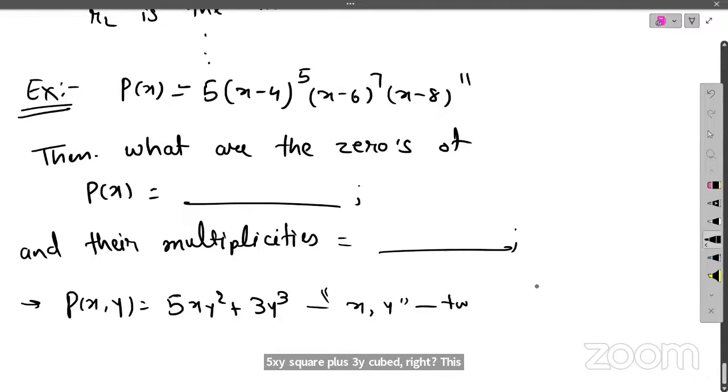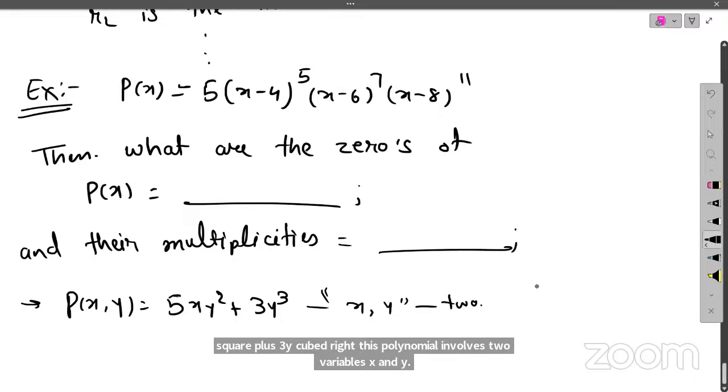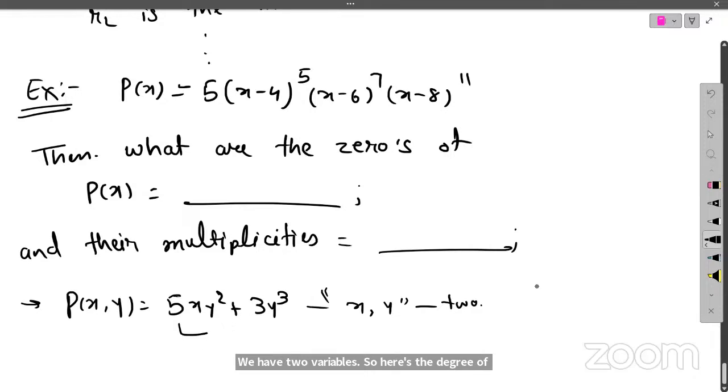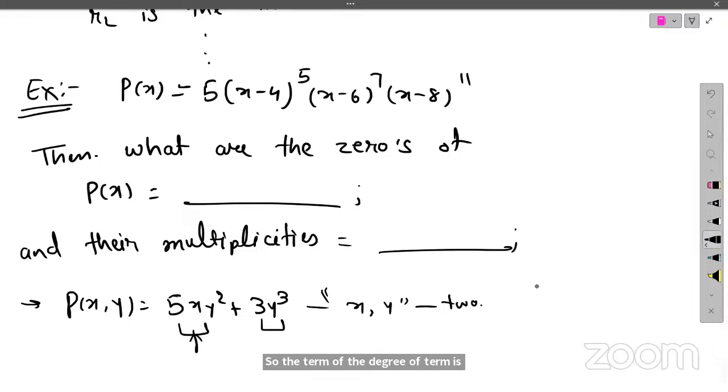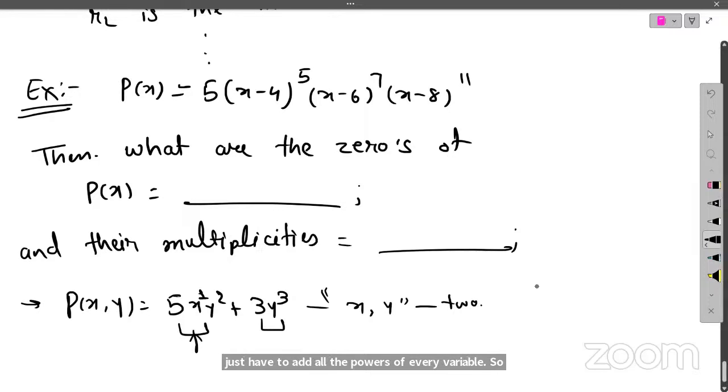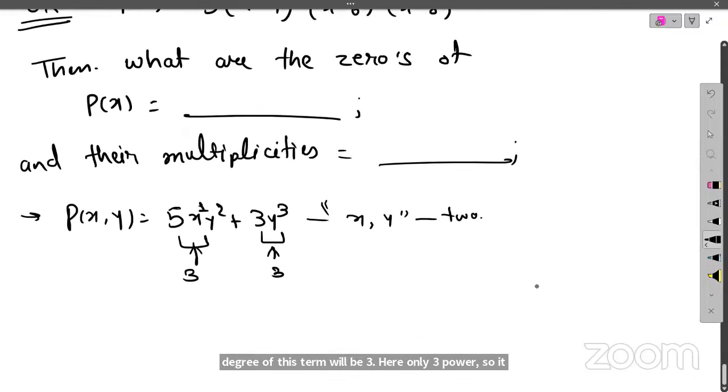Here the degree of the polynomial will be computed term by term. That means first you compute the degree of this term, then this term. The degree of a term is nothing but the sum of all the powers of every variable. So here 1 plus 2 will become 3, so the degree of this term will be 3. Here only a power of 3, so it will become 3. And then you have to compute the maximum value. But in our course, we just have a polynomial with only one variable.